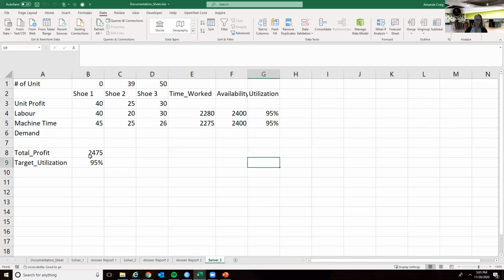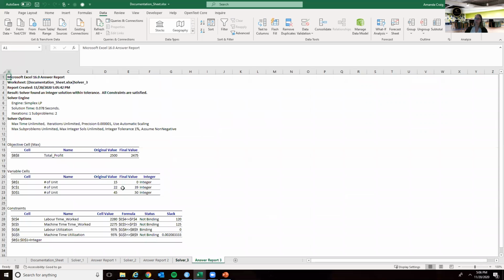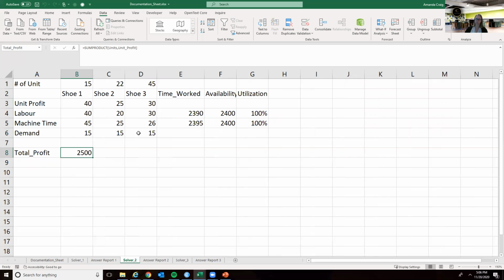So now in this example, because I'm limiting the amount of labor and machine time by 5%, reducing it to 95% from 100, my total amount of profit is now a little bit less. It's $2,475 compared to $2,500 when I'm just focused on meeting demand, and then $2,585 where I'm really only trying to stay within my available time and available labor. And that is all for that one.